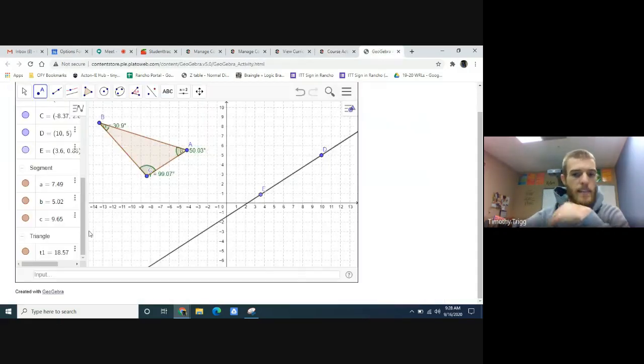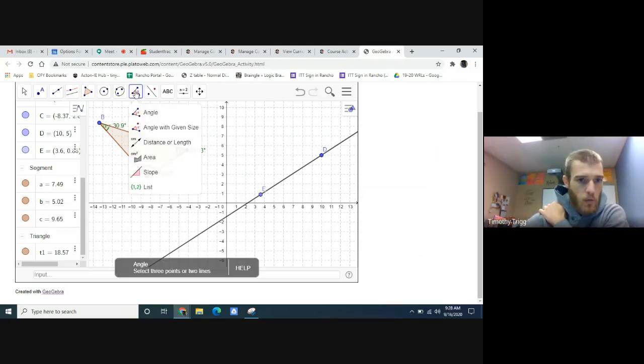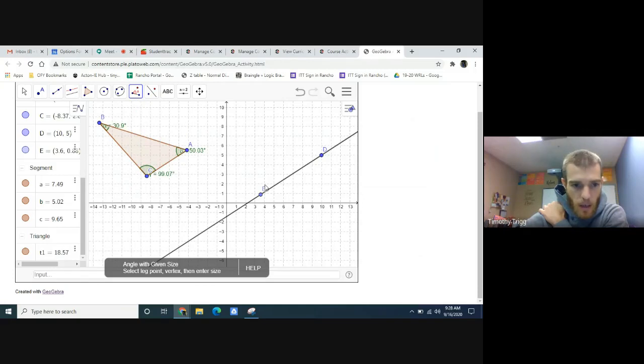Okay, so let me see if I can make sense of that. So I want to make an angle from this point that's the same as this angle here. Okay, so what we're going to do is go to the angle tool, that's this one here. Go down to angle with given size. So that's the second one down. Click on that. Now we want to select point E.